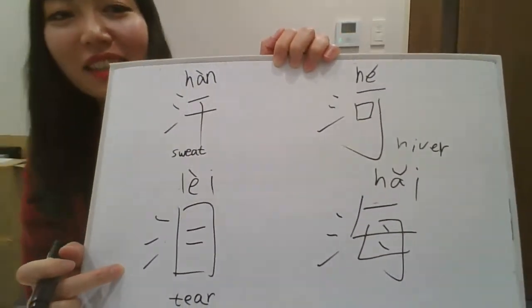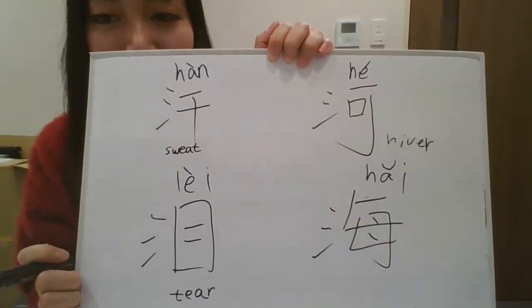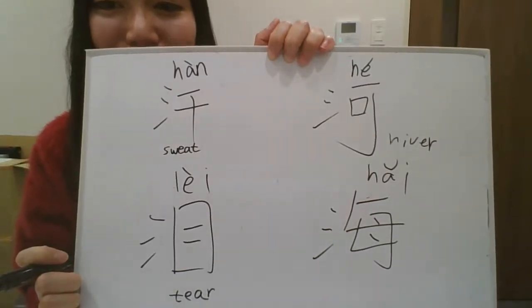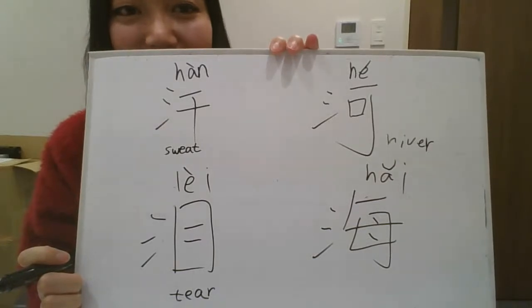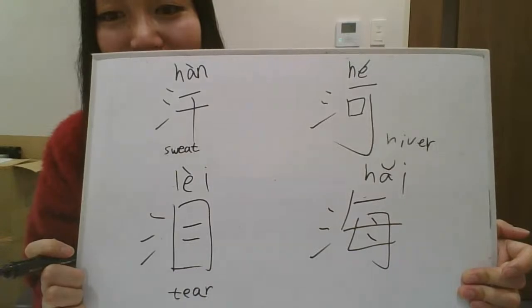Namida. Tear. In Japanese it is namida. The last one. 你好啊，新年快乐，こんばんは。Okay, 最後の C.